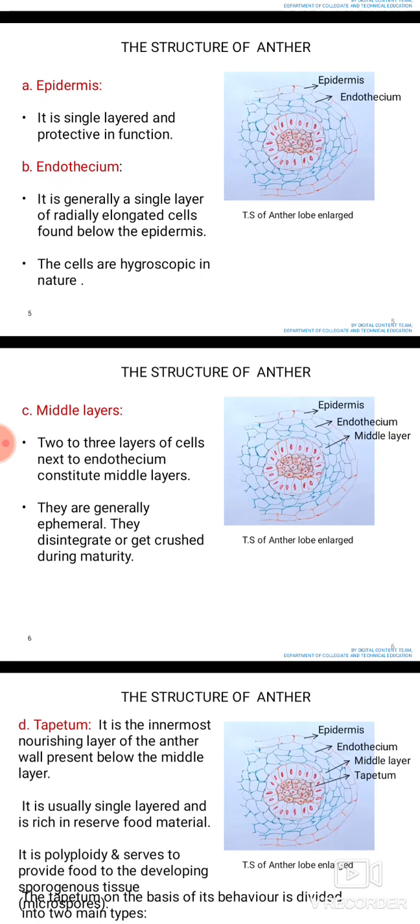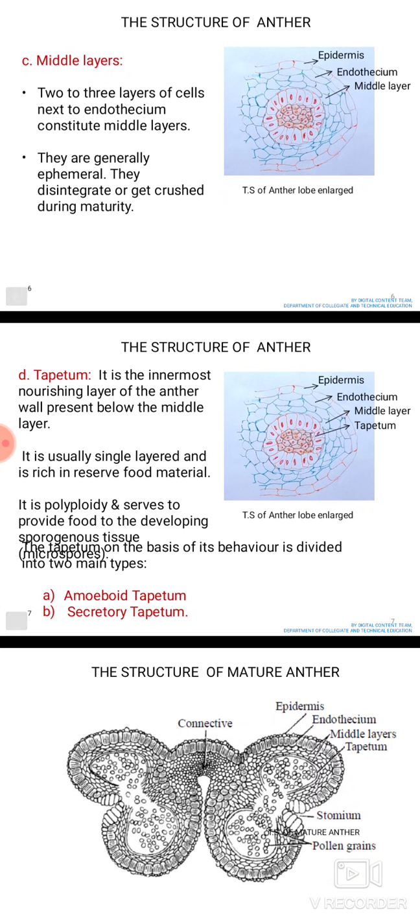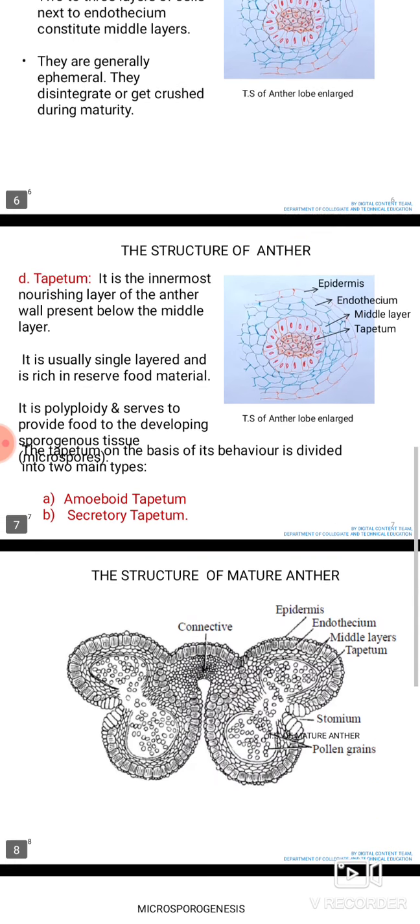The innermost layer is the tapetum, and it is a nourishing layer. It is usually single layered and is rich in reserve food material. It is polyploid and serves to provide food to the developing sporogenous tissue. And based upon the behavior, it is classified into two types, namely amoeboid tapetum and secretory tapetum.